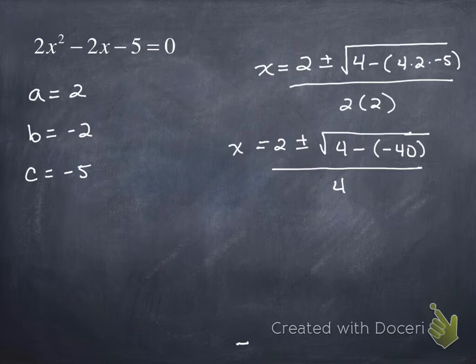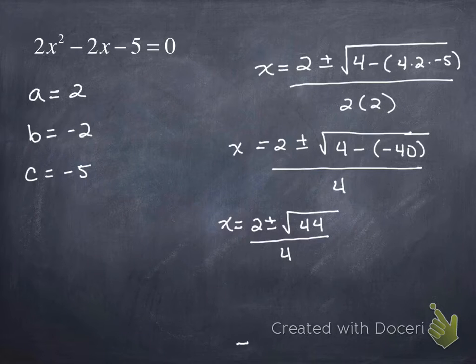I'm going to clean up that square root even more. 2 plus or minus the square root. Minus a negative means plus, right? So we have 4 minus a negative 40. That means I'm going to add those two numbers, which is 44, all over 4. Now this is getting close to cleaned up, but this 44 right here can be simplified further.